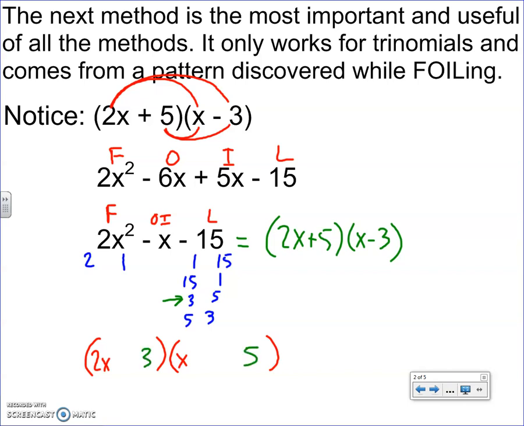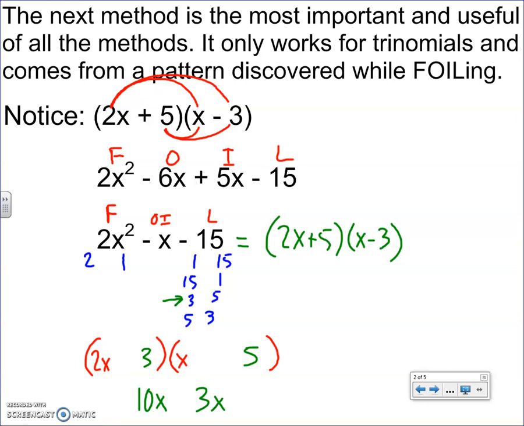If I do the F, 2x times x is 2x squared. If I do the L, 3 times 5 is 15. So those are correct. I have to worry about the O and I. So when you guess and check, only try the O and I and FOIL. If I do the O, 2x times 5, well, that's 10x. If I do the I, 3 times x is 3x. And don't even worry about the signs yet.